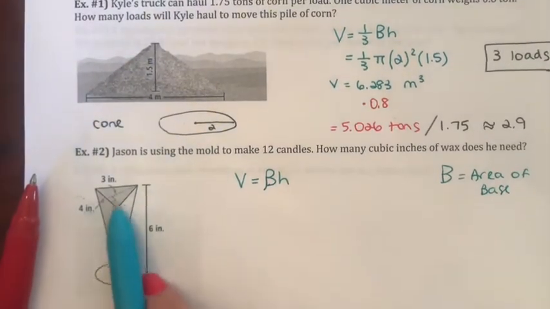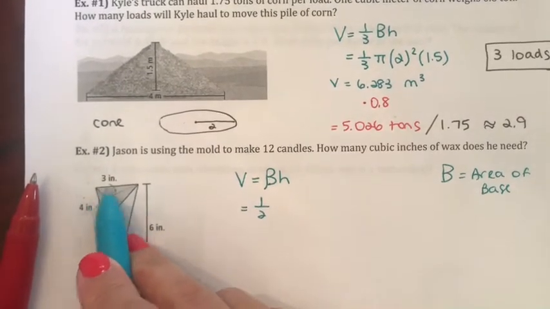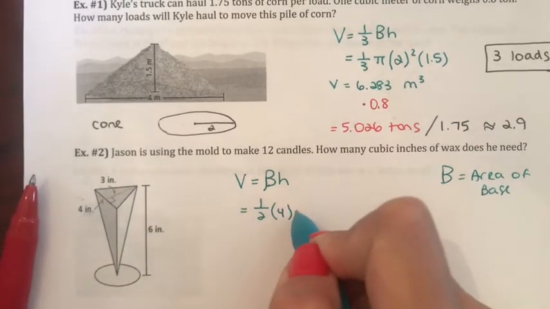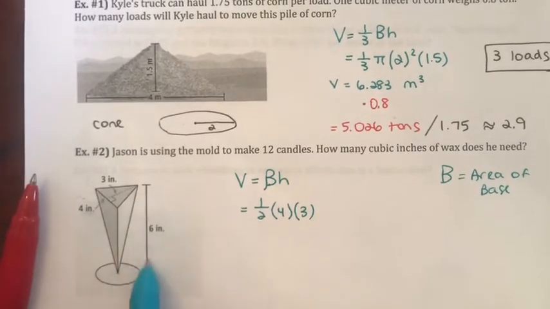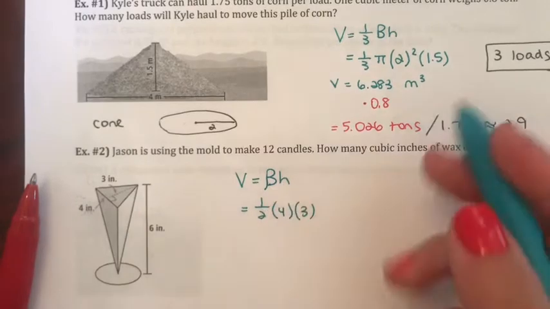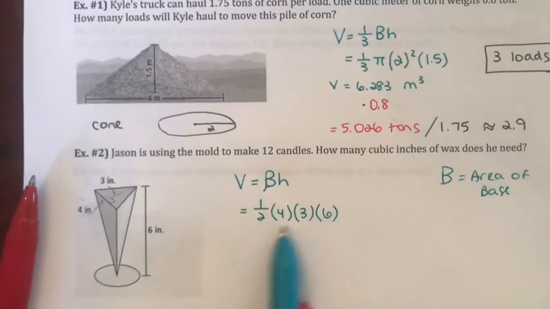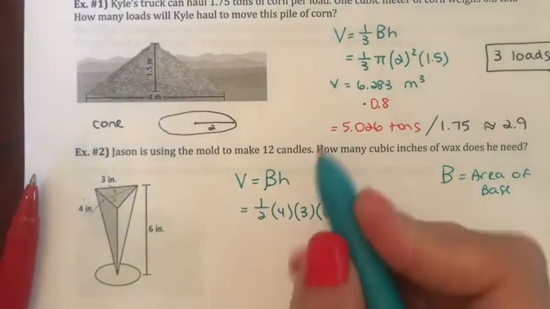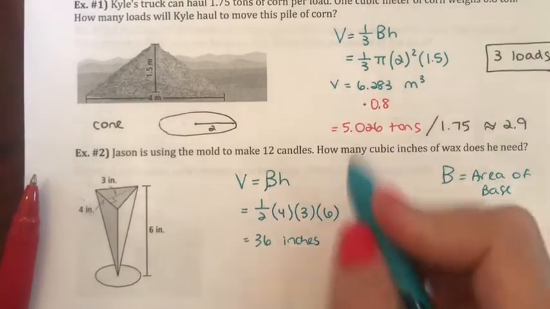Okay, so this is a triangle. We know that the area of the base is 1/2 base times height. So if I'm looking just at the triangular portion, the base is 4, the height is 3. That information is given to us. And the height of the pyramid, that H, is the height of the pyramid. So times 6. Now throwing this into my calculator, we end up with 36 inches cubed.